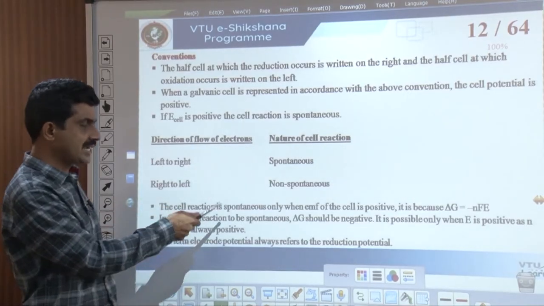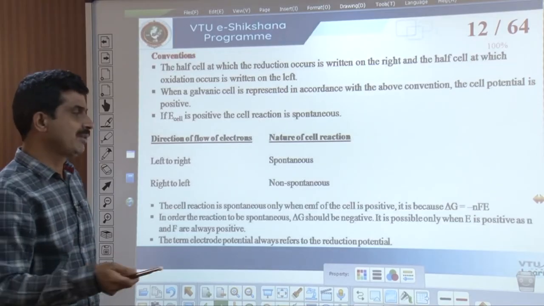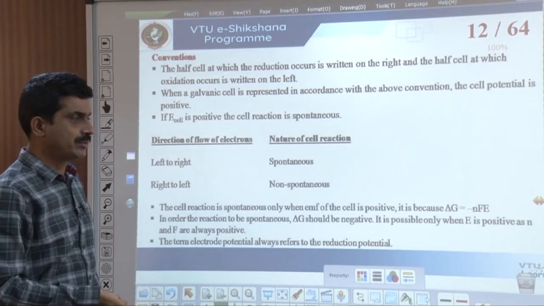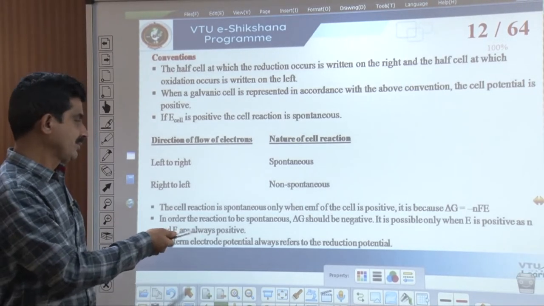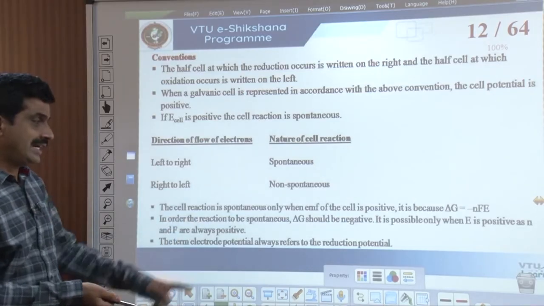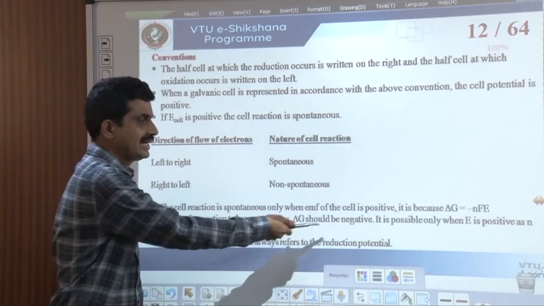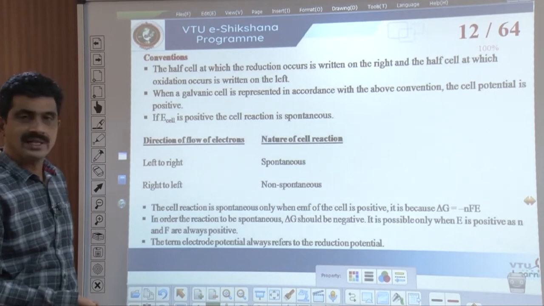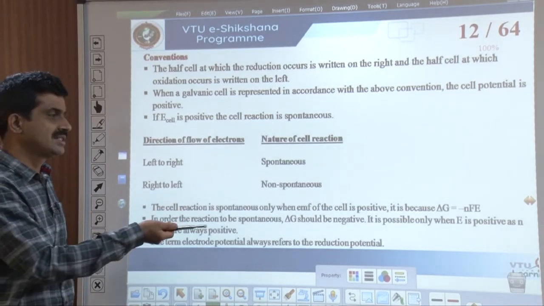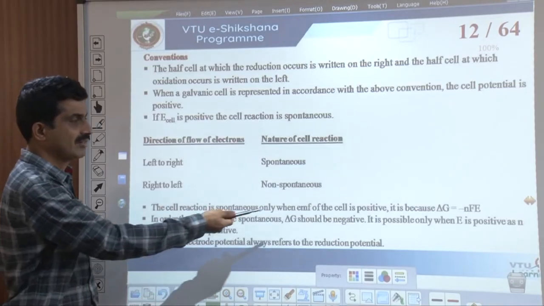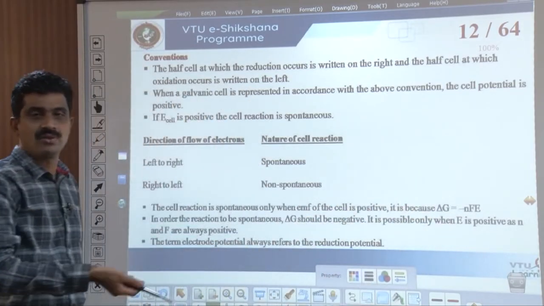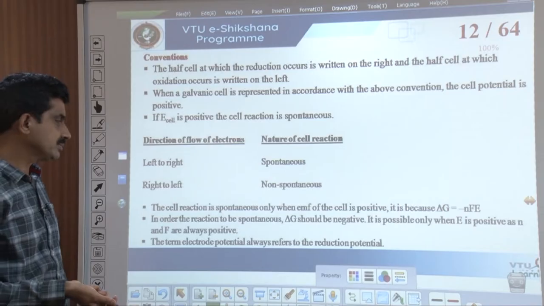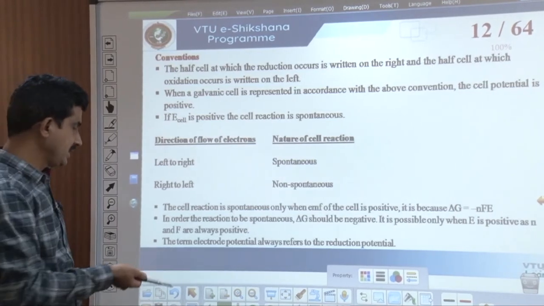This we should remember, the cell reaction is spontaneous only when the EMF of the cell is positive. It is because delta G is minus nFE. So, E cell should always be positive. In order for the reaction to be spontaneous, delta G should be negative. This free energy change should be negative. It is possible only when the EMF of the cell is positive, as n and F are always positive values. So, the EMF of the cell should be positive in order for the reaction to be spontaneous.